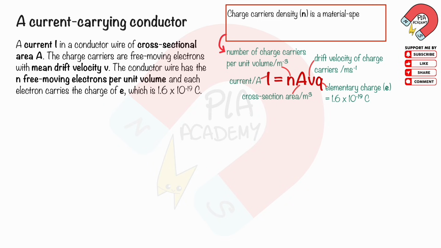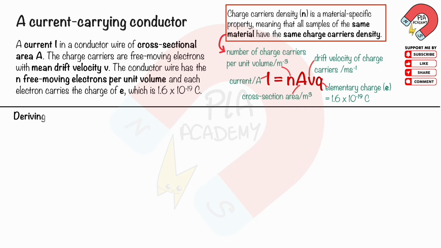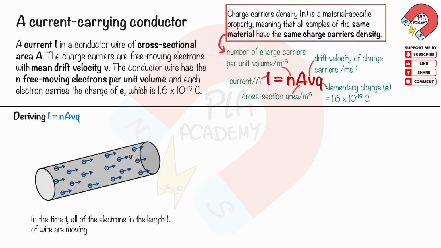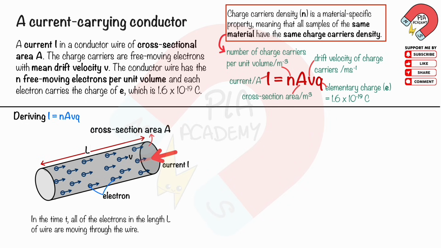The number of charge carriers per unit volume n is sometimes called the charge carrier density, which is a material-specific property, meaning that all samples of the same material have the same charge carrier density. We can derive the formula I equals nAvQ as follows. In the time t, all of the electrons in the length L of wire are moving through the wire with the cross-section area A. This creates the electric current I in the opposite direction as the electrons moved.